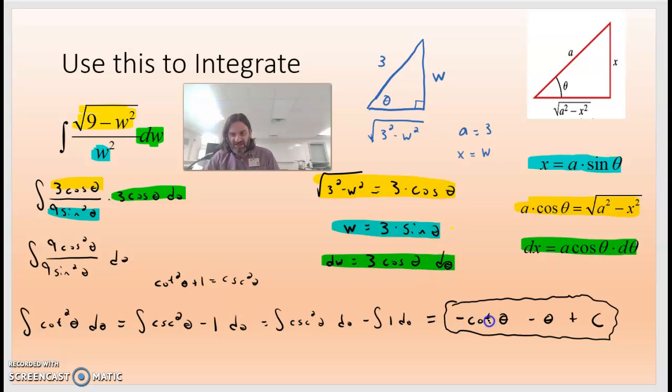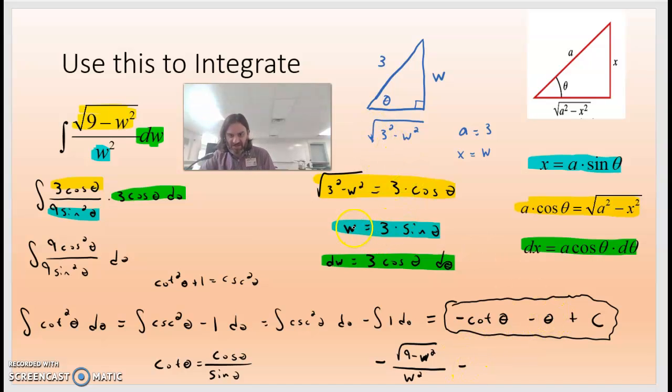So if we want negative cotangent, we can come up here. Remember, cotangent is adjacent over opposite, which is cosine over sine. Okay, so negative cotangent will be negative square root of 9 minus w squared, that's the adjacent side, over w squared. Okay, and then it'll be minus theta.